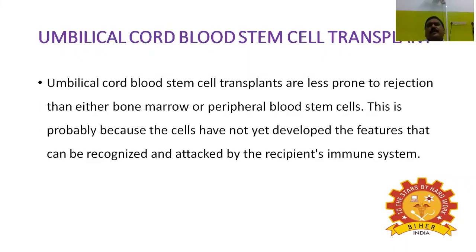Next, the umbilical cord blood system and cell transplantation. Basically, umbilical cord blood stem cell transplants are less prone to rejection than either bone marrow or peripheral blood stem cells. This is probably because the cells have not yet developed the features that can be recognized and attacked by the recipient's immune system. I told you, just remember the autoimmune system.